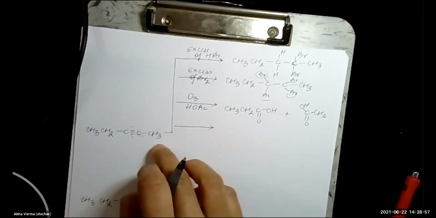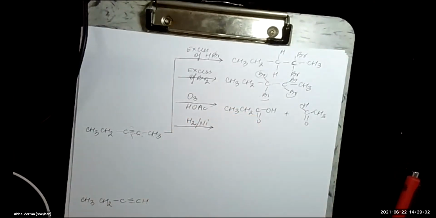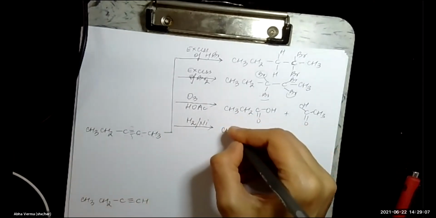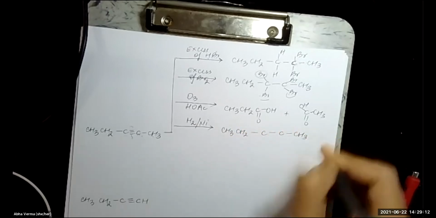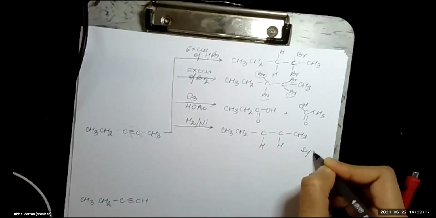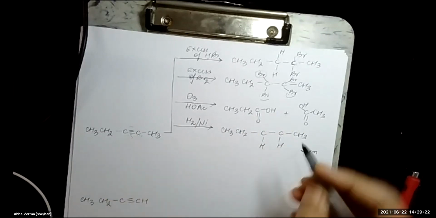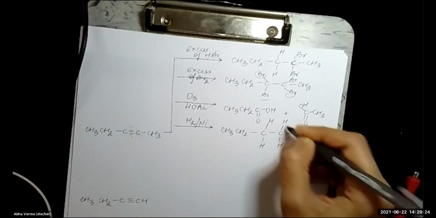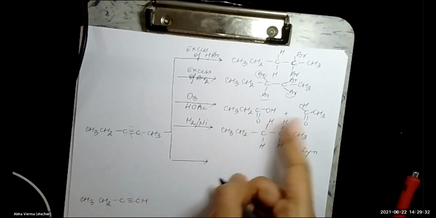Another reagent that we had seen: when you do complete hydrogenation in the presence of nickel, platinum, or palladium, all of your bonds will be saturated, but they add in a syn fashion. The first pi bond will be saturated by 2 hydrogens on the same side. The second pi bond will be saturated by the hydrogen atoms from the same side.